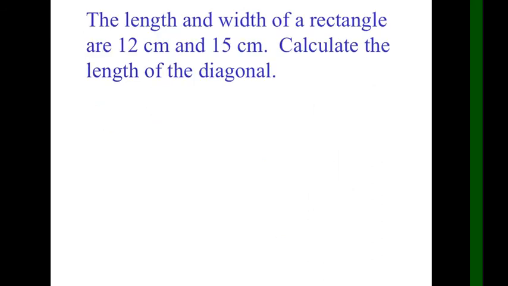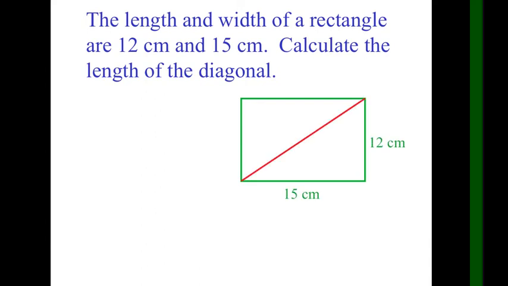The length and width of the rectangle are 12 cm and 15 cm. Calculate the length of the diagonal. So here, we have this diagonal. It has 15 cm and 12 cm. So we will look for the diagonal. To determine this, determine first what is this diagonal.